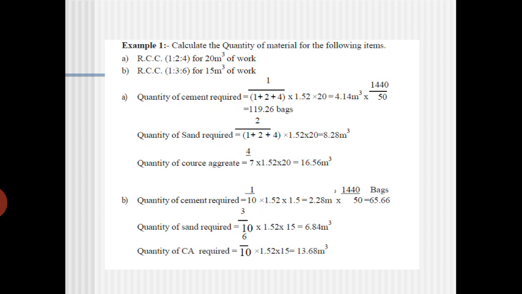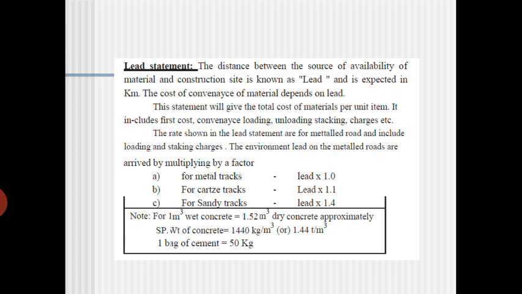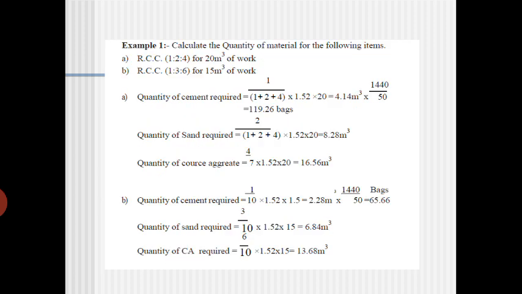Suppose you want to convert that into a number of bags. You already know that the density of cement is 1440 kg per meter cube, and one bag of cement is 50 kg. If you multiply with that, you will get a total of around 119.26 bags. So in that way you have to calculate it. Try to work it out, and if you have any problem, get back to me.